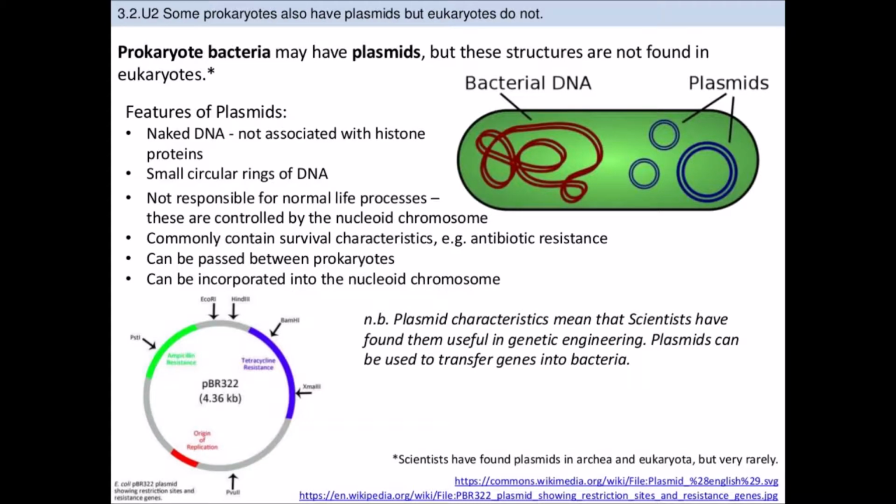They are not responsible for normal life processes. They commonly contain survival characteristics such as antibiotic resistance. They can be passed between prokaryotes and they can be incorporated into the nucleoid chromosome. One important thing to note about these plasmids is that not all prokaryotes have plasmids, but they can contain plasmids.